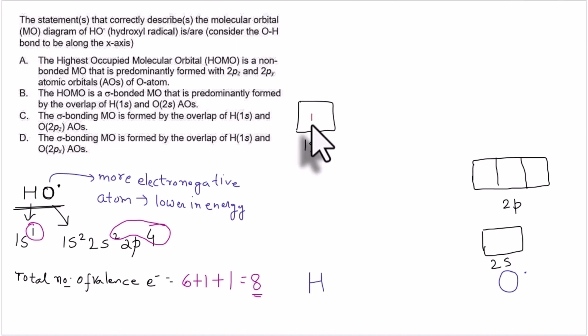Now we know that 1s contains 1 electron, 2s of oxygen radical contains 2 electrons, and 2p contains how many? 2p contains 4, and 1 additional electron of the radical, so the total is 5. So here we have placed the atomic orbitals like this.